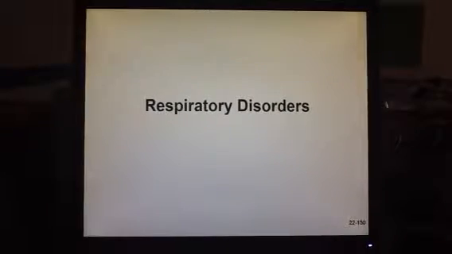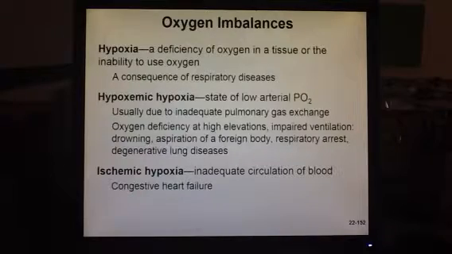Okay, our last video for this week is going to focus on disorders of the respiratory system. These disorders can fall into a few different categories, and we're going to talk about oxygen imbalances and a few other categories, including cancer. We're going to start with when there's an imbalance of oxygen. The general term is called hypoxia.